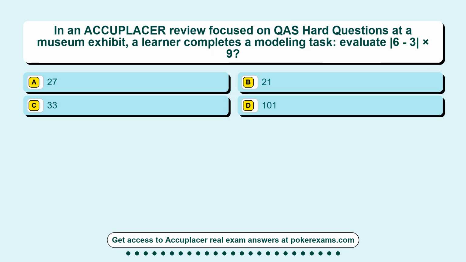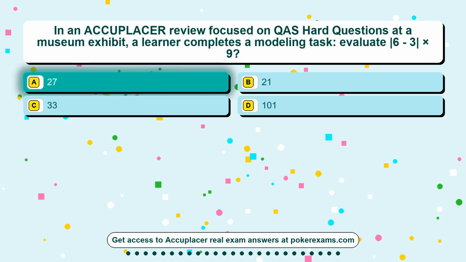Question 12. In an ACCUPLACER review focused on QAS hard questions at a museum exhibit, a learner completes a modeling task. Evaluate 6 minus 3 times 9. Option A, 27. Option B, 21. Option C, 33. Option D, 101. The correct answer is Option A, 27.